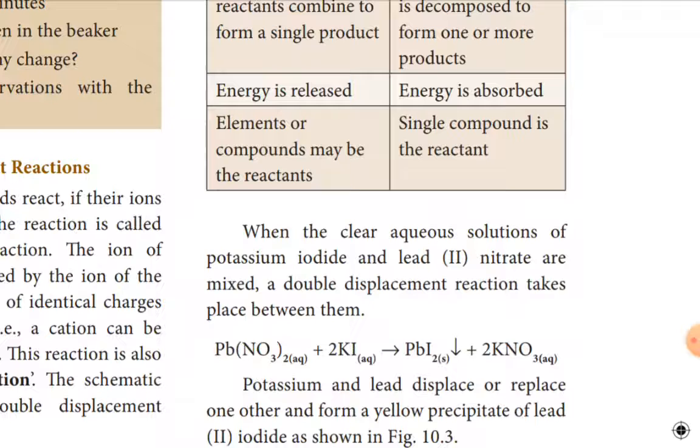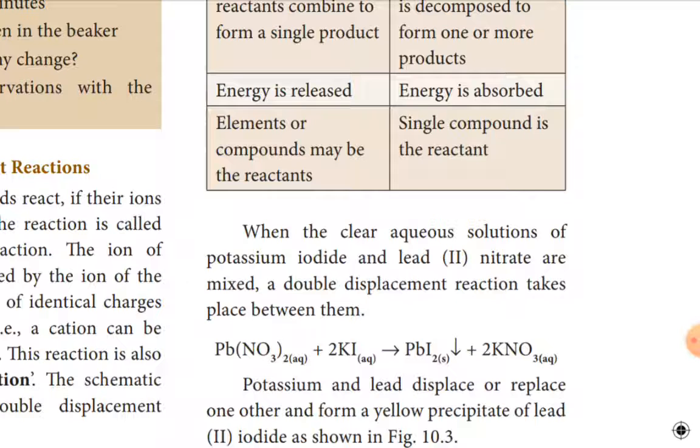So this is an example: lead nitrate reacts with potassium iodide. See, lead nitrate and potassium iodide are both colorless solutions. When these two react, a yellow precipitate of lead iodide will be formed. Yellow precipitate of lead iodide, PbI2, that is lead iodide. The downward arrow mark indicates that the product is a precipitate, which is going to deposit at the bottom of the test tube. Then an aqueous solution of potassium nitrate will be formed.